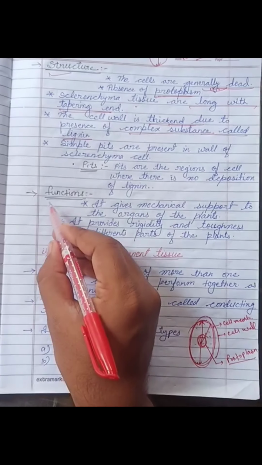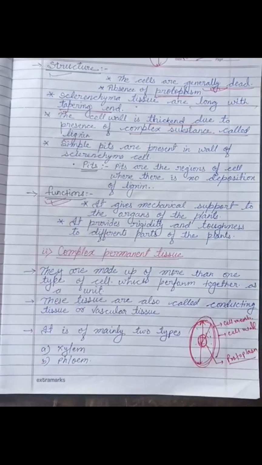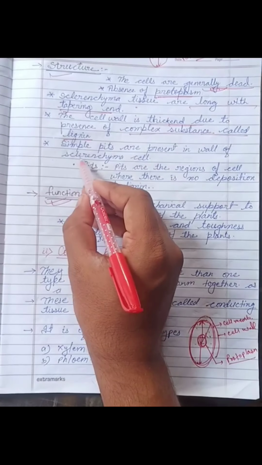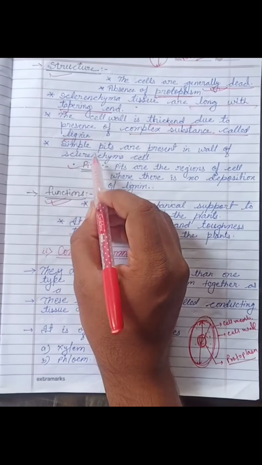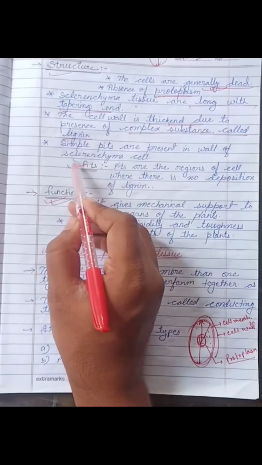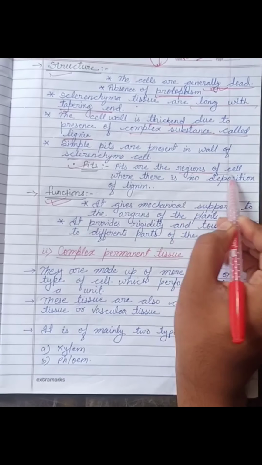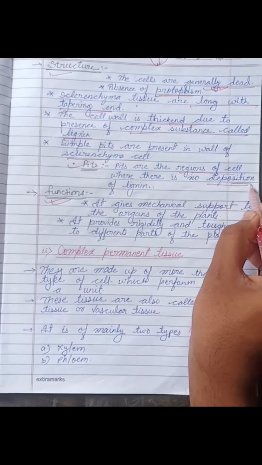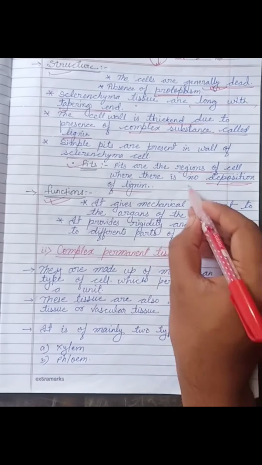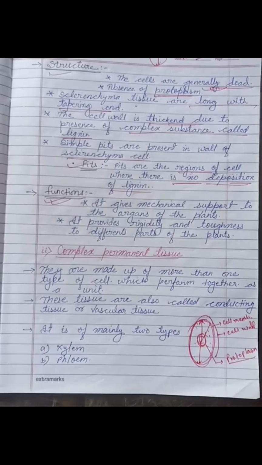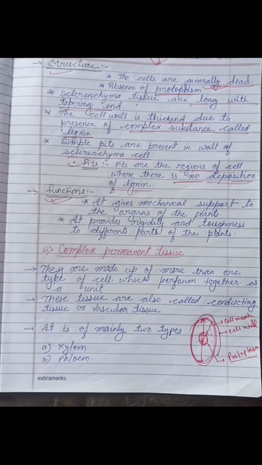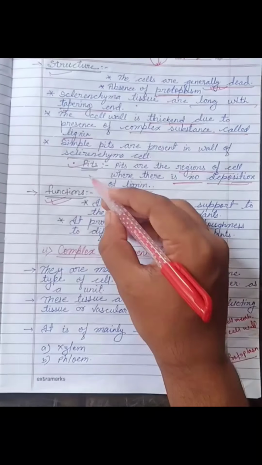Now take a look at the pits, which I told you about earlier. The simple pits are found in the cell wall of sclerenchyma cells, and pits are the regions where the deposition of lignin is absent, or there is no deposition of lignin at that area, and they are called pits.